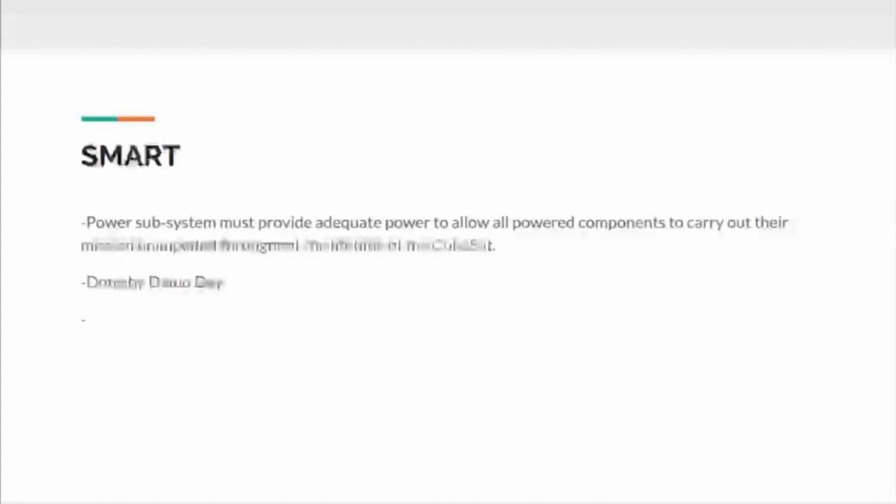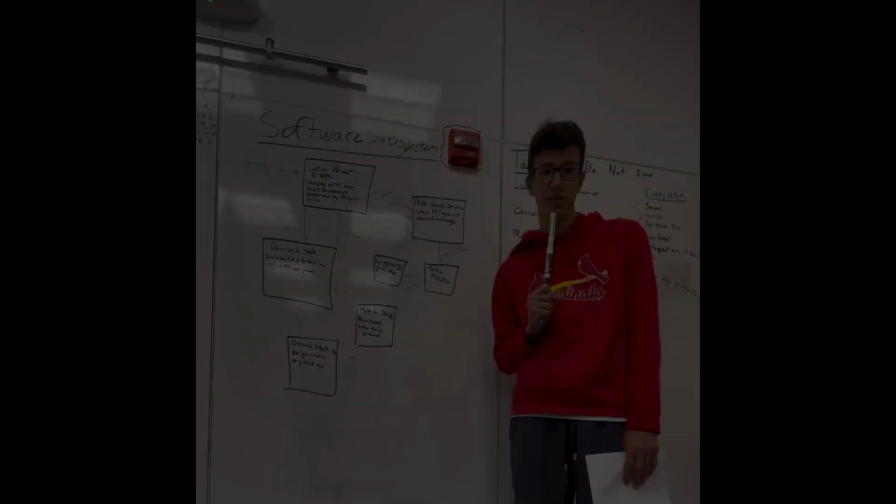And here are SMART requirements. The power subsystem must provide adequate power to allow all powered components to carry out their mission unimpeded throughout the lifetime of the CubeSat, and it is done by the demo day.